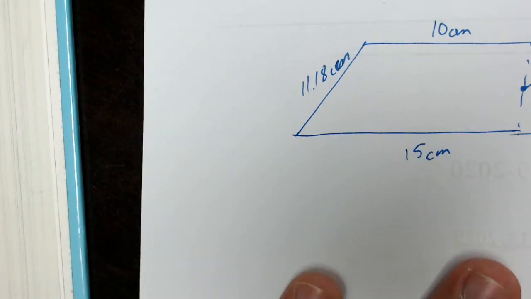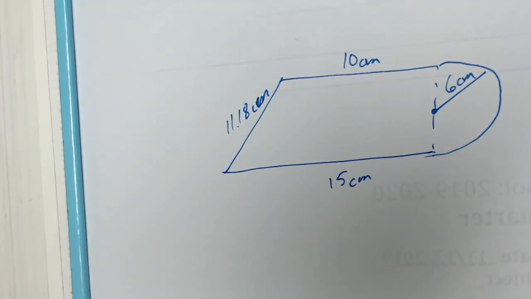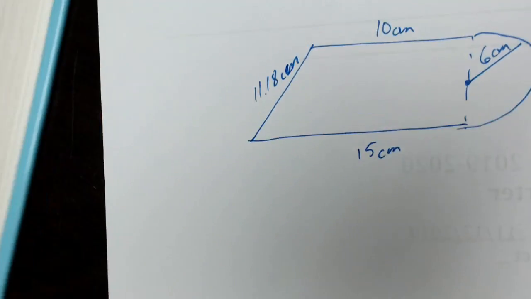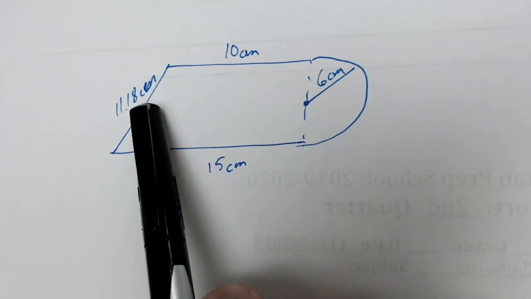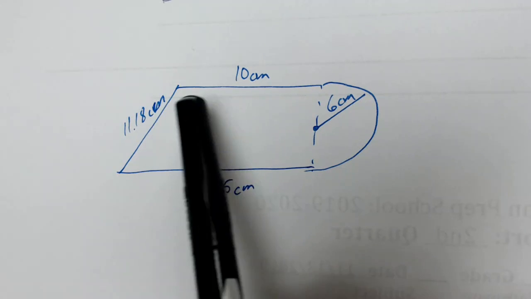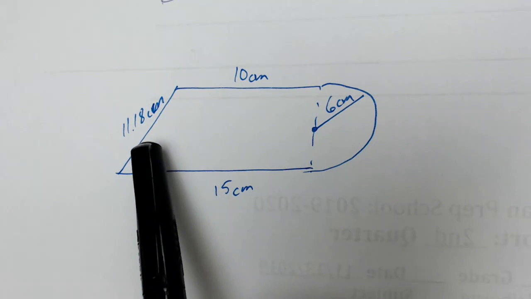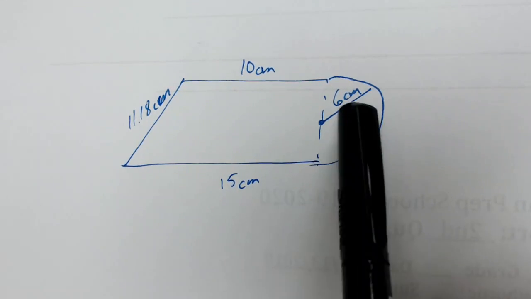Now, let's put this into practice. Let's find the perimeter and the area of this figure. In case you can't tell, because sometimes my handwriting gets a little sloppy, these are all centimeters. Units are in centimeters. This is 11.18. This is 10, 15, and 6.